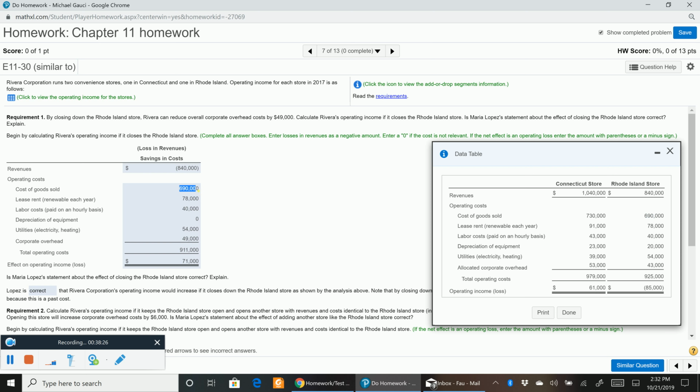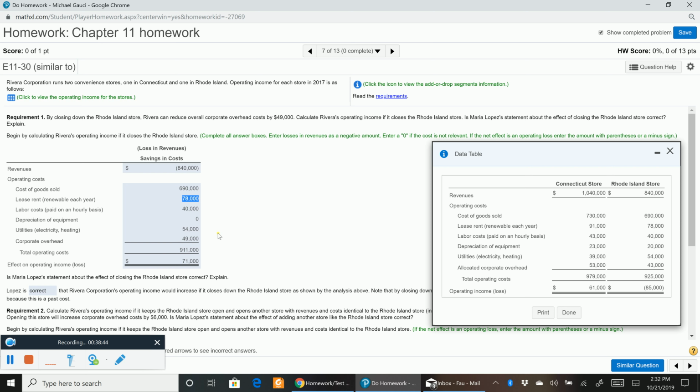So that's going to be a positive, right? Losing an expense is a positive. How about the lease rent? $78,000. Yeah, we'd lose the rent, right? It's its own separate store. It's not like it's sharing the rent with the Connecticut store, so that goes away.